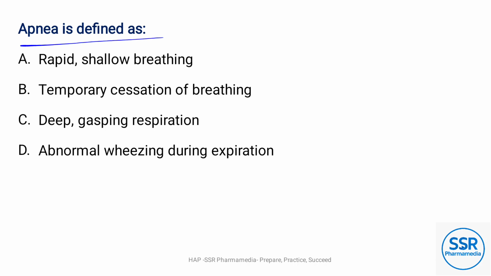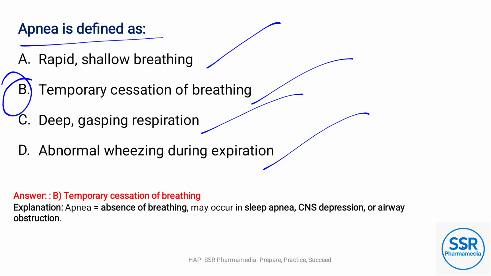Next, apnea is defined as: option A, rapid and shallow breathing. Option B, temporary cessation of breathing. Option C, deep gasping respiration. Option D, abnormal wheezing during expiration. So the answer is option B, temporary cessation of breathing. Apnea means absence of breathing, and may occur in sleep apnea, CNS depression or airway obstruction.